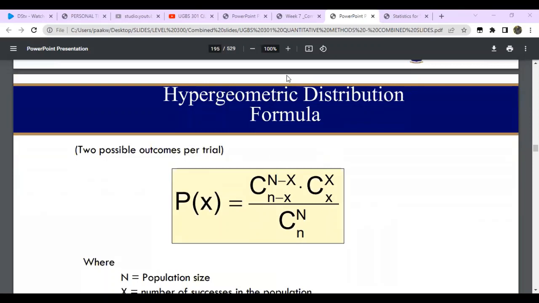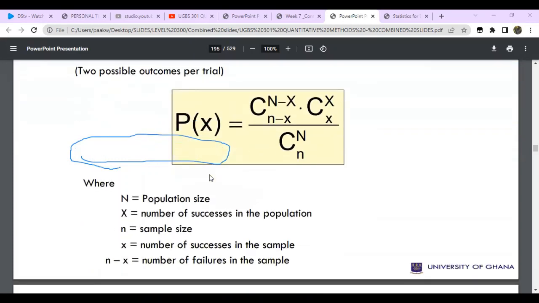So this is the formula as well. As I said, 2 possible outcomes per trial. So this is the formula. You get it? So this one is a combination. Combination big X, small x, multiplied by combination big N minus big X, small n minus small x, all over combination big N, small n. Do you get it? So this is the definition of the formula.